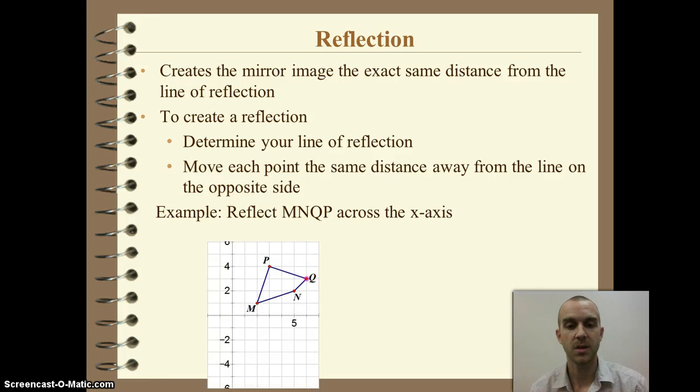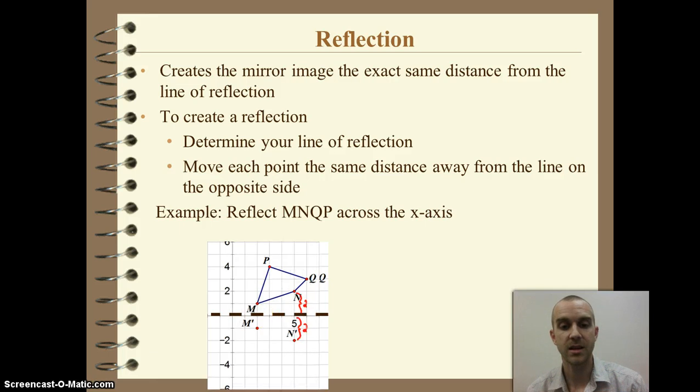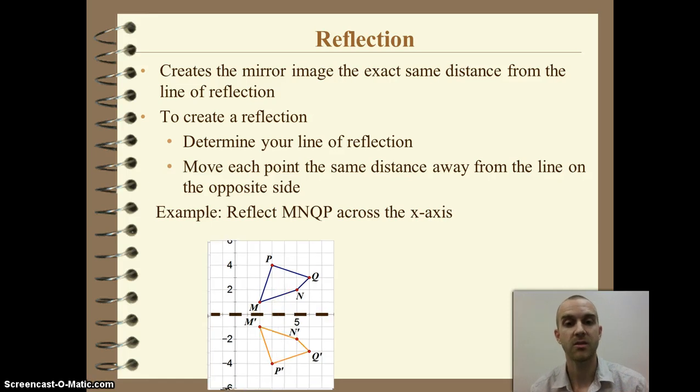So say that I have MNQP across the x-axis. So there's my line of reflection. Now I'm looking at each of those vertices because that's the easiest thing to focus on to help me figure out how do I reflect. So I see that point M is 1 unit above, so M prime would be 1 unit below. I see that N is 2 units above, so N prime would be 2 units below. Q is 3 units above, so Q prime would be 3 units below. And then P is 4 units above, so P prime would be 4 units below. And then I can connect my 4 points, and I have my reflected version of MNQP.